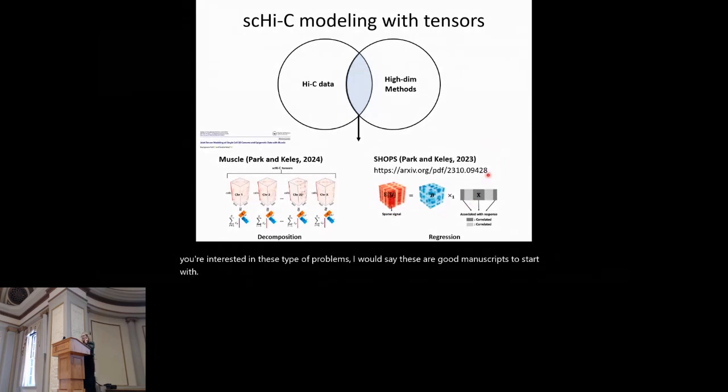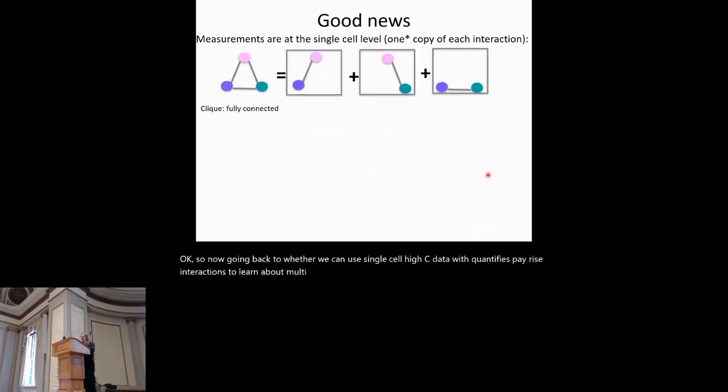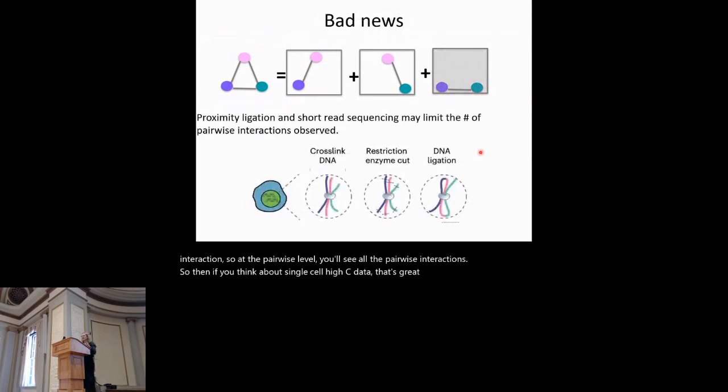Okay, so now going back to whether we can use single-cell Hi-C data, which quantifies pairwise interactions, to learn about multi-way interactions, we had to think a little bit about this problem. In a given cell, in this graph representation, each node is a locus in the genome. If you have a three-way interaction, at the pairwise level you'll see all the pairwise interactions. So if you think about single-cell Hi-C data, that's great news.